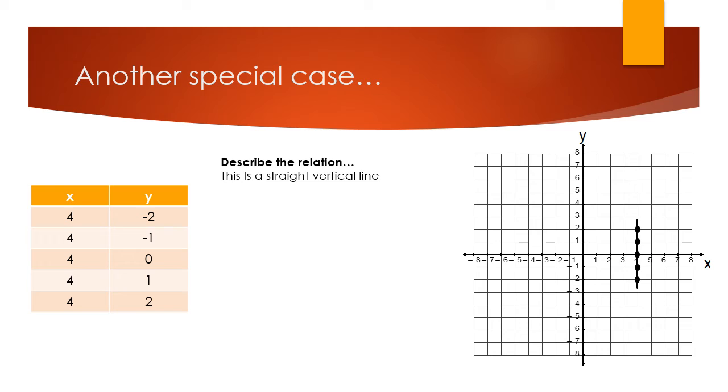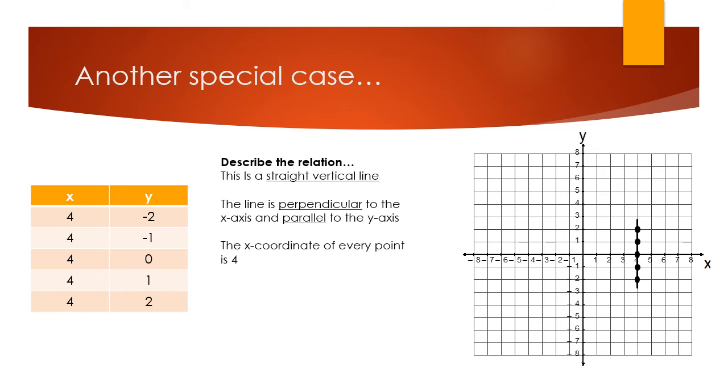Vertical means straight up and down. It's perpendicular to the x-axis, so it crosses the x-axis at a 90-degree angle. And it's parallel to the y-axis, which means it runs in the same direction as the y-axis. The x-coordinate for every point is 4. So no matter if y is -2, 2, 7, or -7, it didn't matter. X was going to be 4.